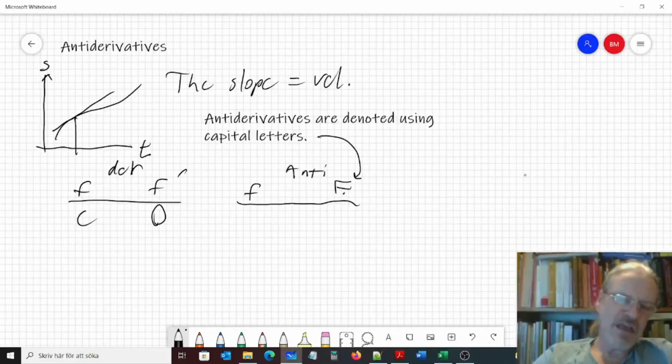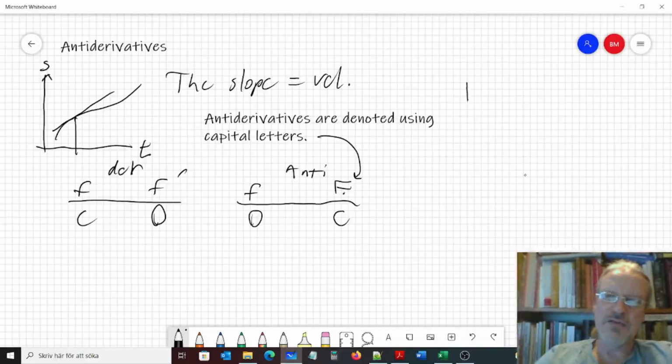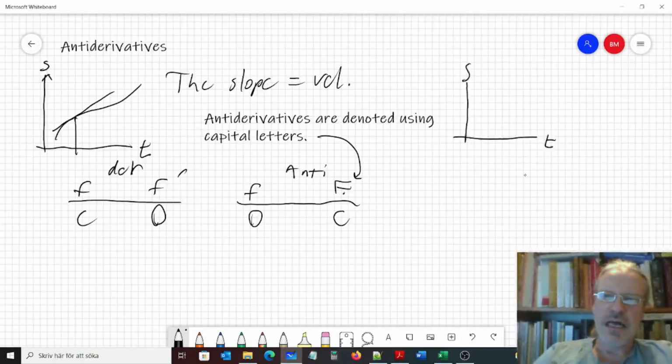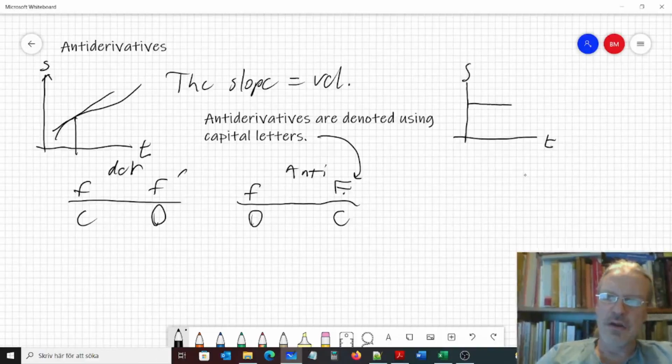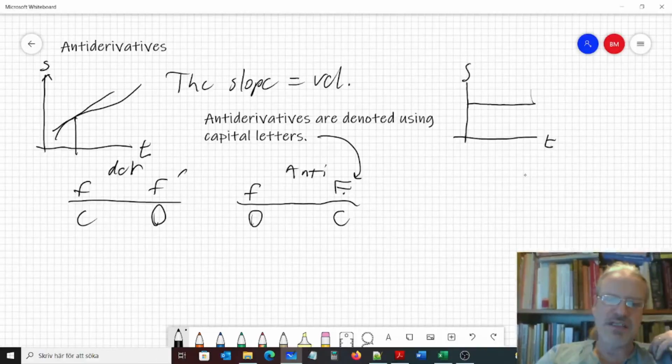We can see here using our derivative rule backwards that if we have a 0 as a function, our antiderivative will be a constant. And we know that if we have an ST diagram and we have no velocity at all, that means that we have a constant position, and that's exactly what this is telling us. If our function has the derivative 0, the function is a constant function.